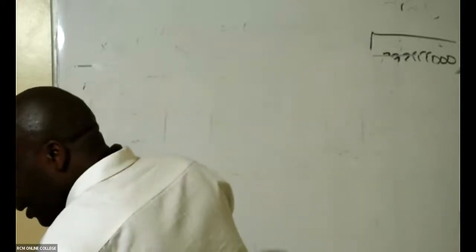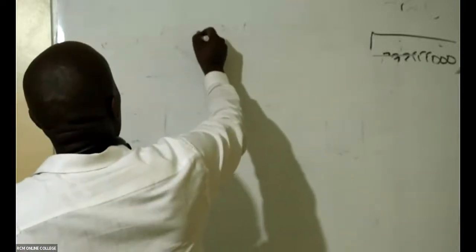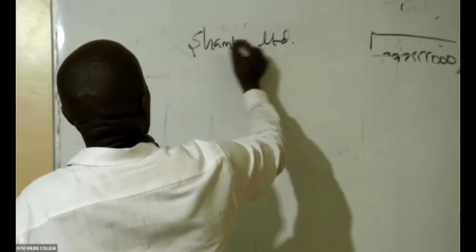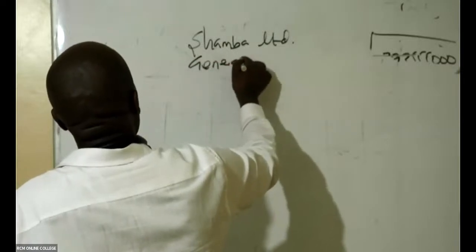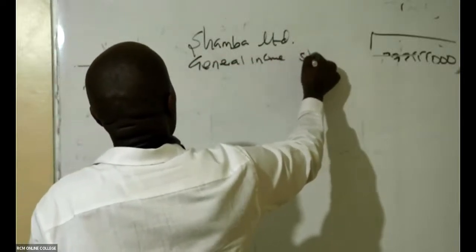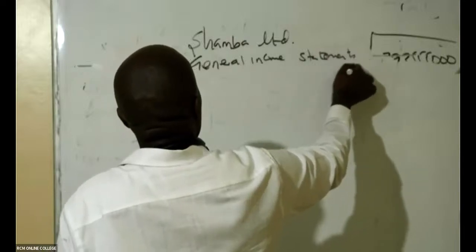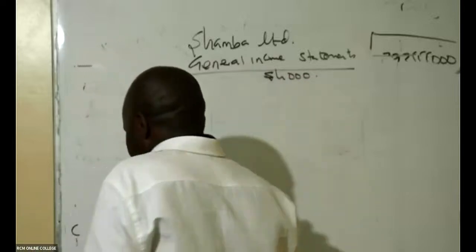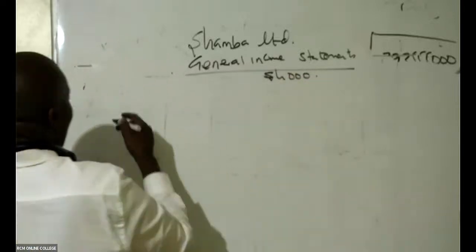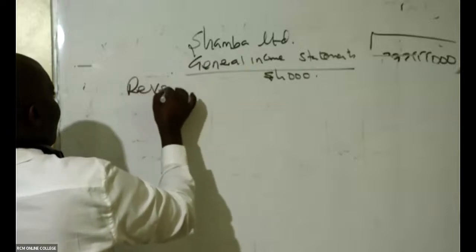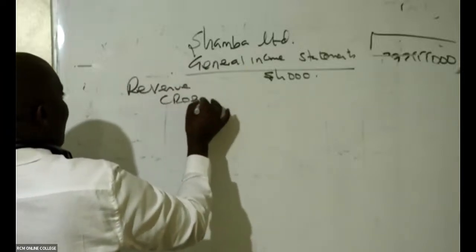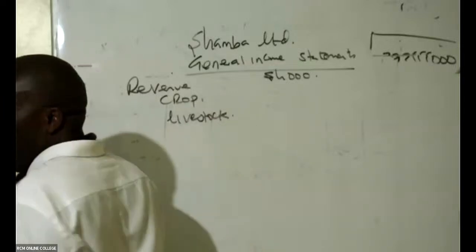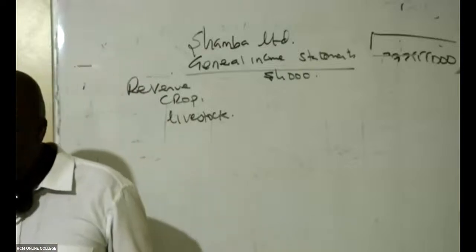So remember, you must start by writing the name of the company. It's called Shamba Limited. Now you talk of general income statement. Remember, all our figures are in shillings, thousands. So we start with our revenue. Revenue from crop, and then revenue from livestock.